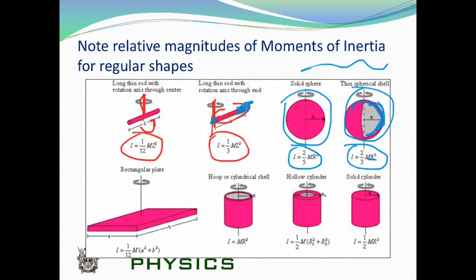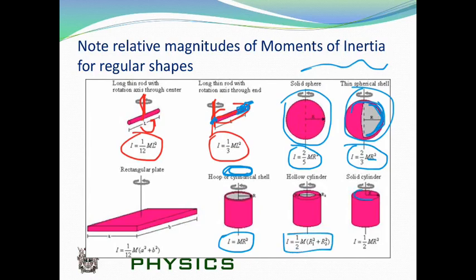And then these are just some other ones. This is another common one. If you have a hollow cylinder or a hoop, a hoop has the same moment of inertia as a hollow cylinder. That's going to have a moment of inertia of mr squared. Don't worry about this one, that's really complicated. We'll do that in advanced physics.